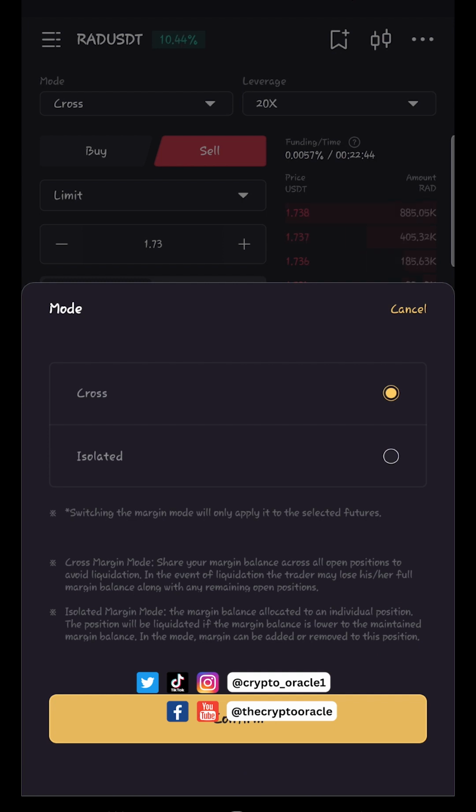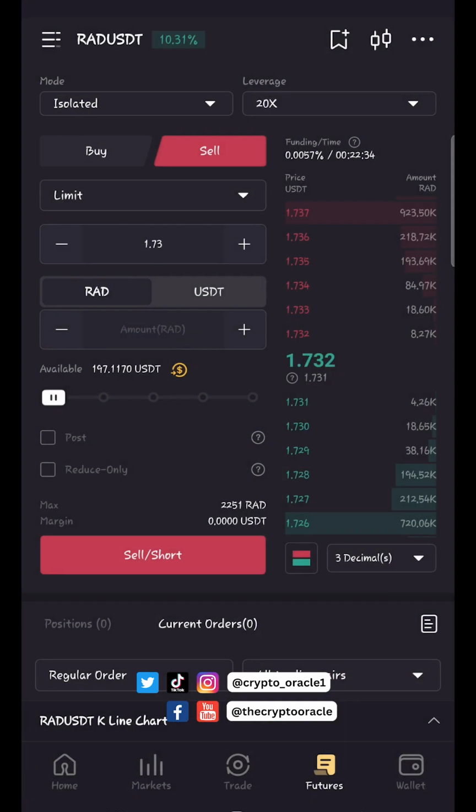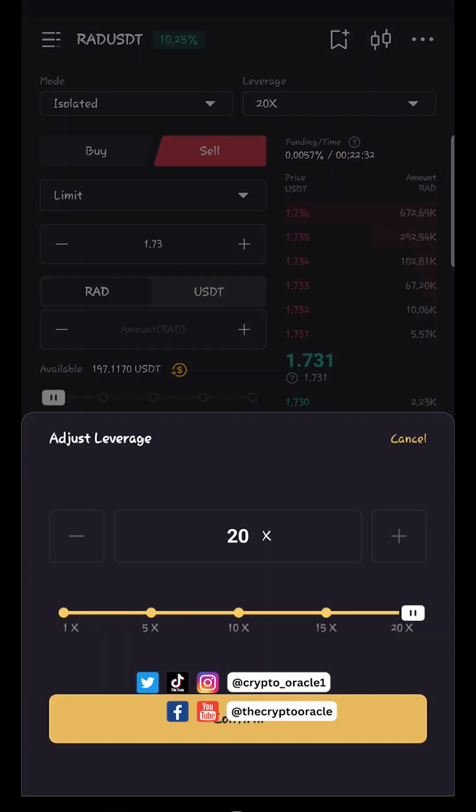But I love to use isolated mode because I want to trade only with the money I have in my futures account. So I'm going to change to isolated mode right here. I'll click on confirm, and then leverage here. Now this leverage is where the whole magic happens.